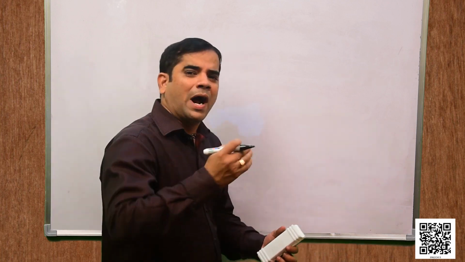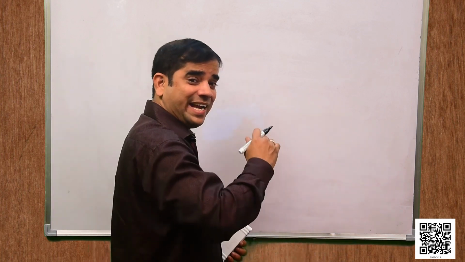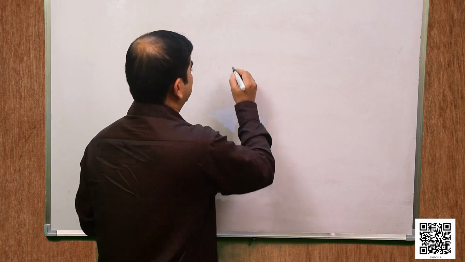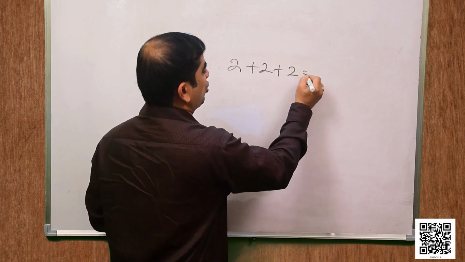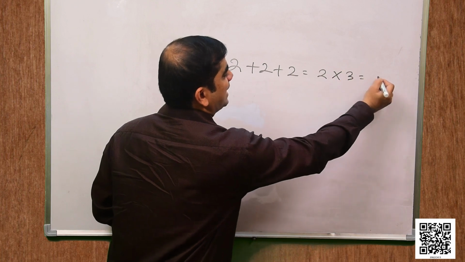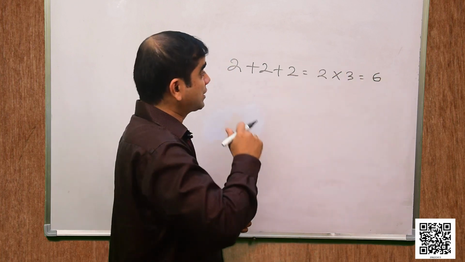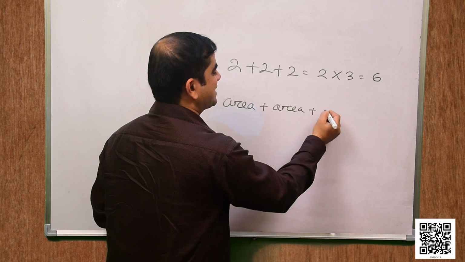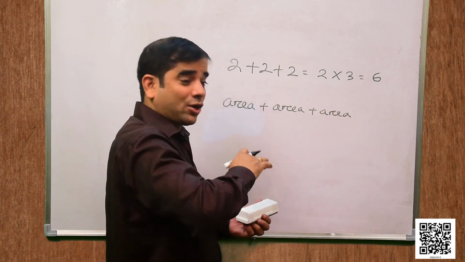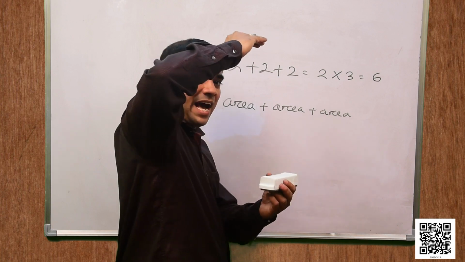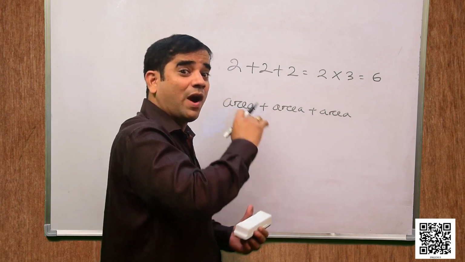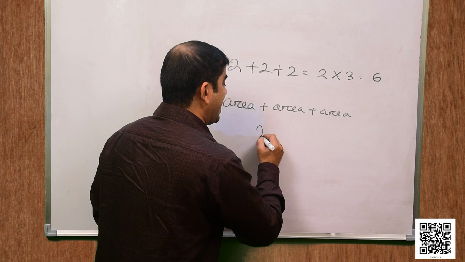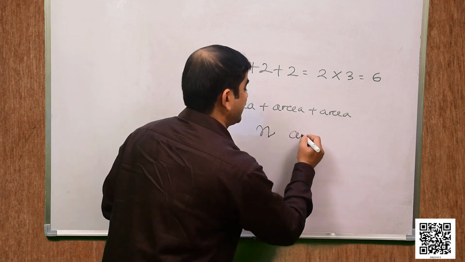Think about it. What we have done is add the area of a rectangle one after another. Just basic mathematics: 2 plus 2 plus 2 is equal to 2 into 3, that is 6, isn't it? In the same way, suppose area plus area plus area, going one after another, gives a height, or they have acquired a height. Suppose that height has been acquired by putting n number of areas.